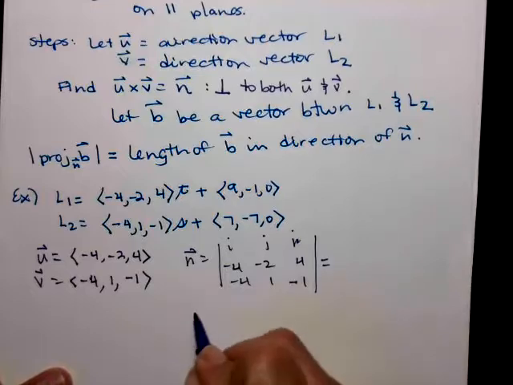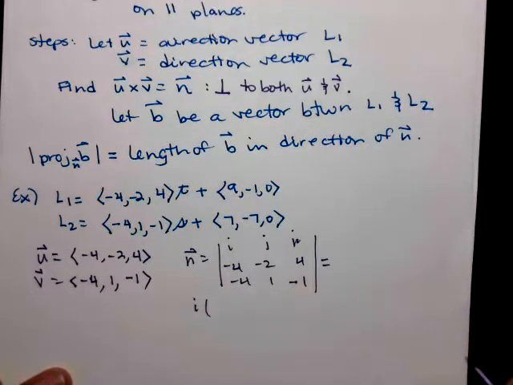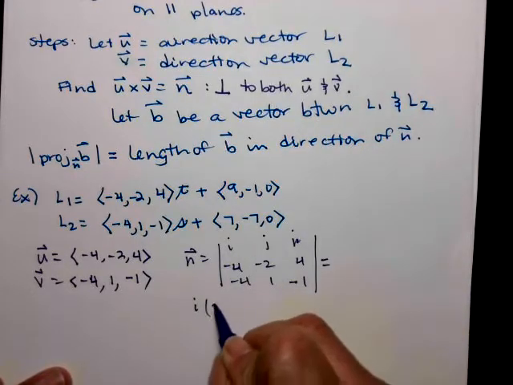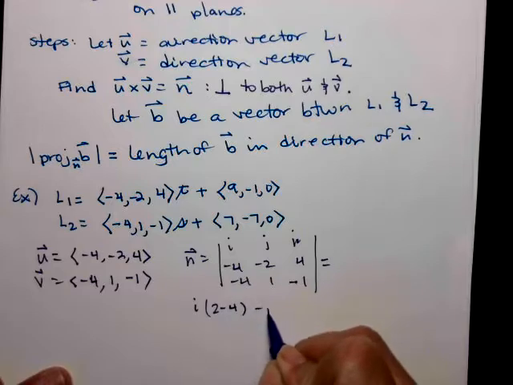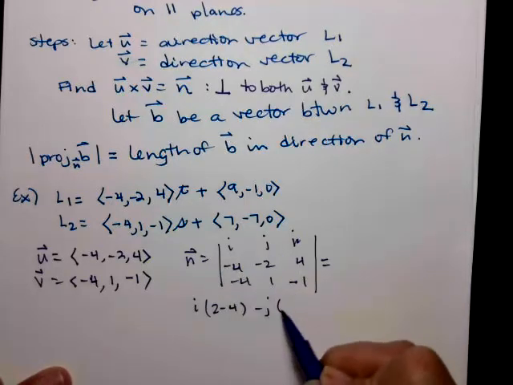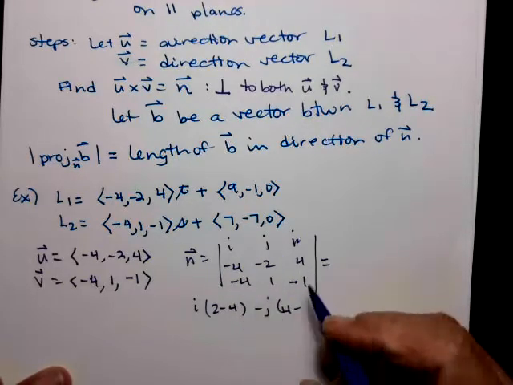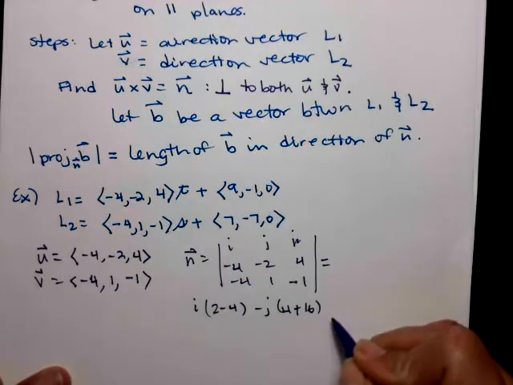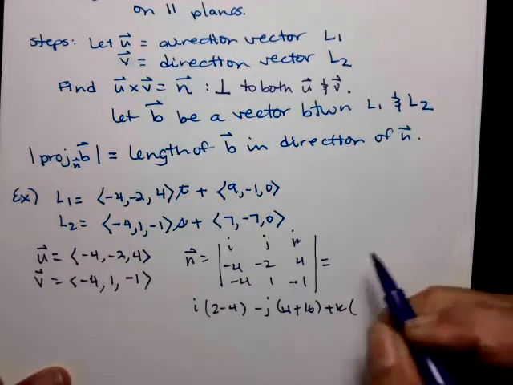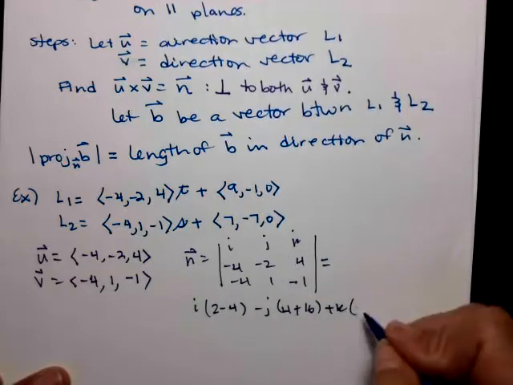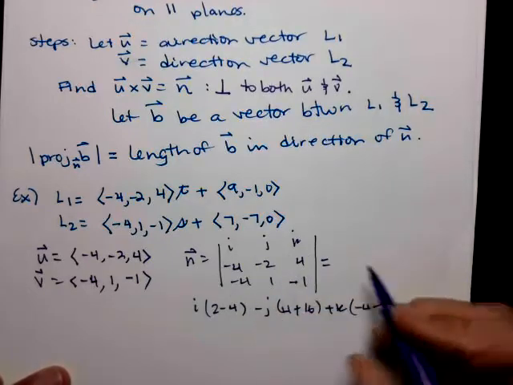Okay, so my new n vector, in the i's, I'm going to have 2 minus 4, minus j, and that'll be 4 minus -16, so plus 16. And then k will be -4 minus 8.